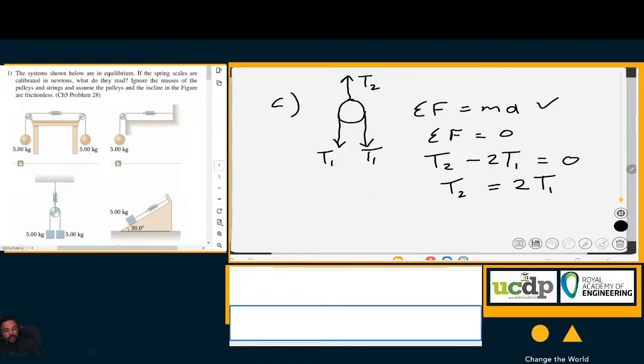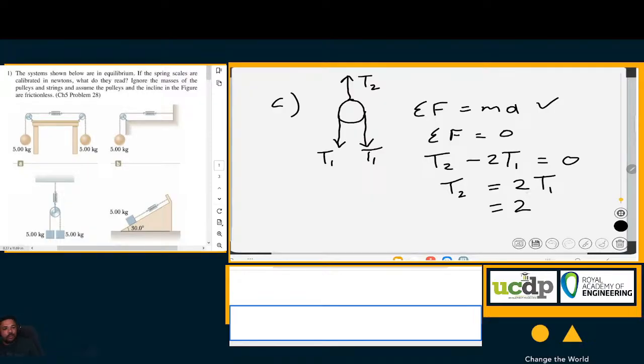Now, if we sum all these forces, T2 is going upwards. I chose upwards as positive, so I write a positive in front of it. The two T1s are pointing downwards, so I write negative in front of them. Instead of negative T1 twice, I write negative 2 times T1. It is the same thing. I'm just adding two negatives, which is negative 2. And if I take it over, I get T2 is equal to 2 times T1.